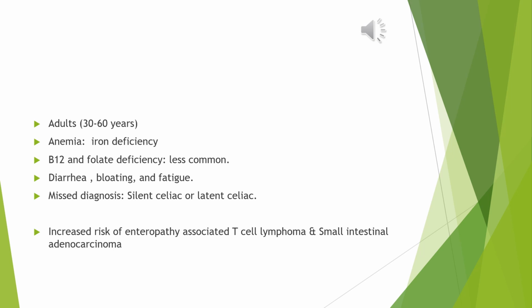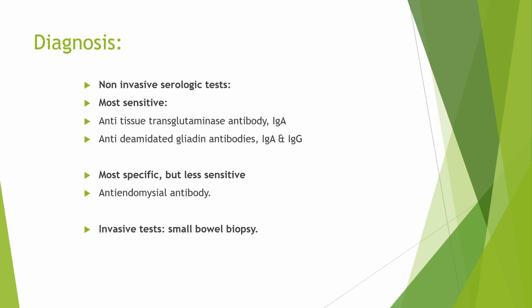So a patient with celiac disease has an increased risk of lymphoma and small intestinal adenocarcinoma. Now, again, how do we diagnose celiac disease? We depend on the history of the patient. The patient comes to you complaining of, for example, an unexplained iron deficiency anemia in an adult, or a baby not gaining weight, failure to thrive. So you start with the diagnostic modalities.